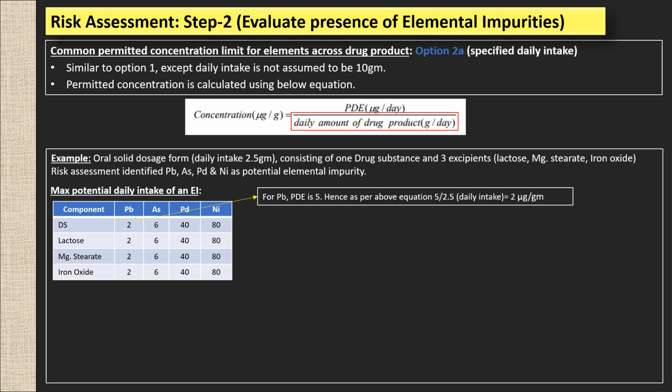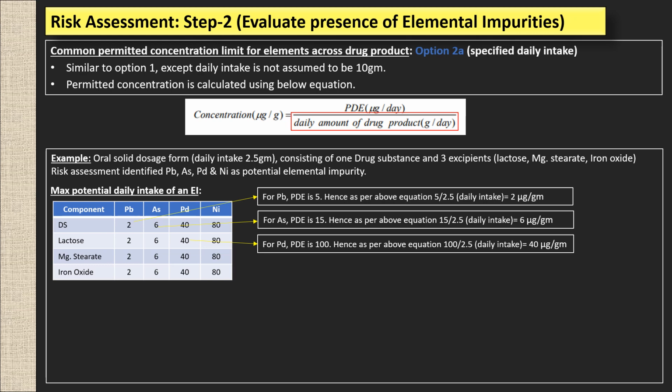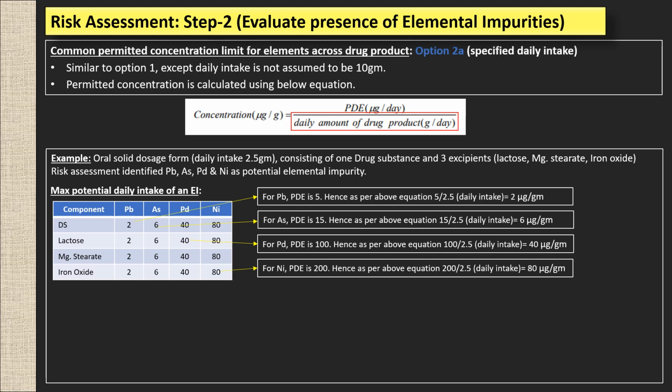But in this case, for lead the PDE value is 5. Hence, as per the above equation, 5 divided by the actual dose of the drug product, that is 2.5, gives 2 microgram per gram. Similar is the calculation for arsenic, where the PDE is 15 divided by 2.5, which comes out to be 6. For Pd, the value is 100, so 100 divided by 2.5 is 40 microgram per gram, and for nickel it is 200, where 200 divided by 2.5 comes out to be 80 microgram per gram.